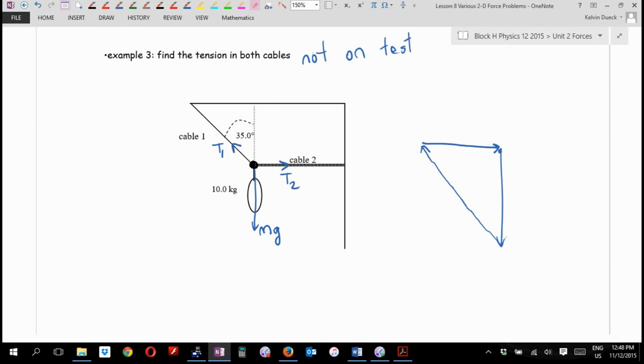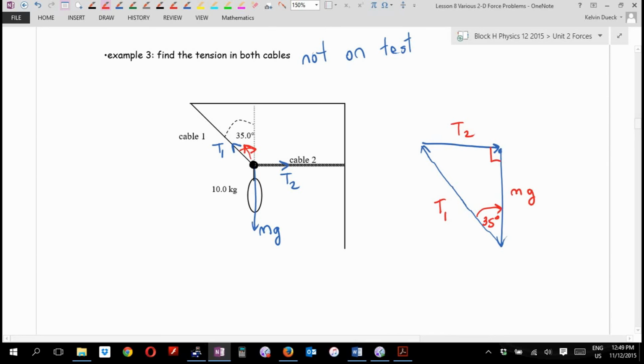Now, why is that nice? Are you telling me, Mr. Duke, Pythagoras and little trig? Yeah. Let's fill in what we can. This is mg. This is tension 2. This is tension 1. I notice that next to tension 1 and a vertical line is 35 degrees. I think that's the 35 degree.